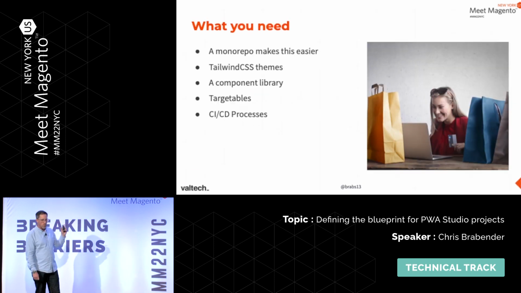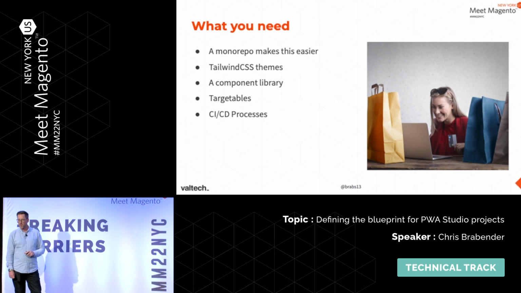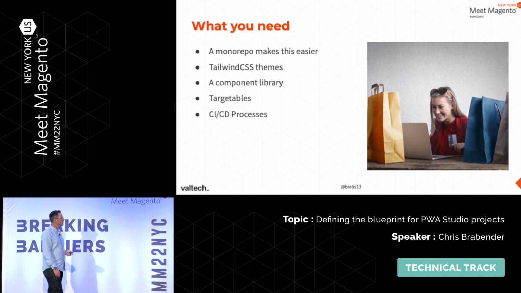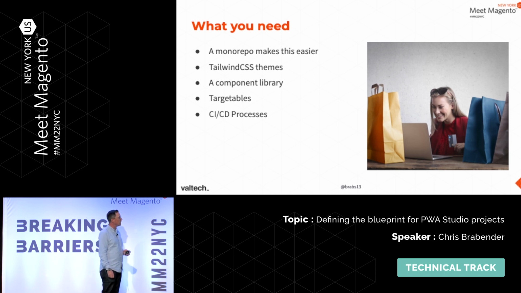So a monorepo isn't necessarily required, but it's definitely going to make your lives easier. I highly recommend working with a monorepo when you're building a multi-brand implementation. You are going to need to use Tailwind CSS themes. They're very powerful. We're going to want to build a component library, so a list of customizations, functionality specific to our clients. We could want to be using targetables as well, which is the extensibility framework provided by PWA Studio. And we're going to be customizing our CI/CD process at the same time.